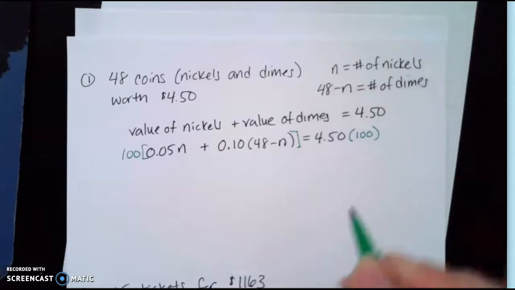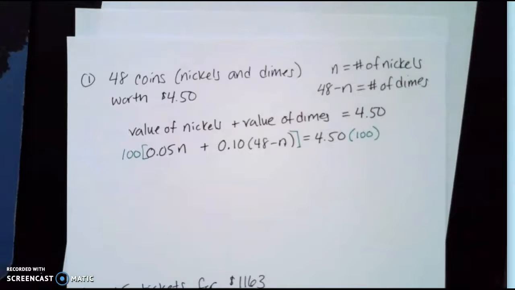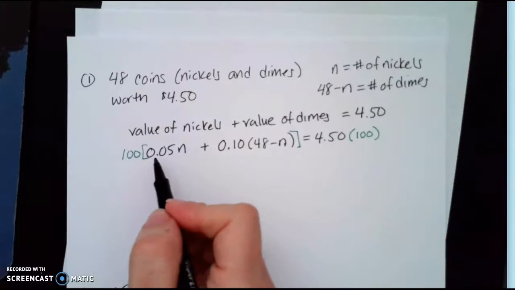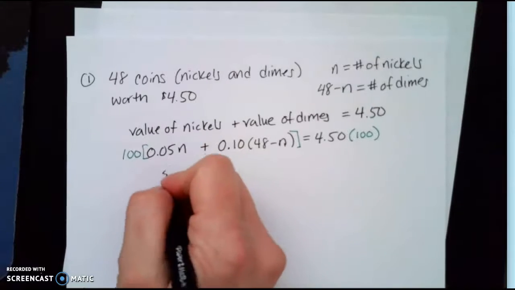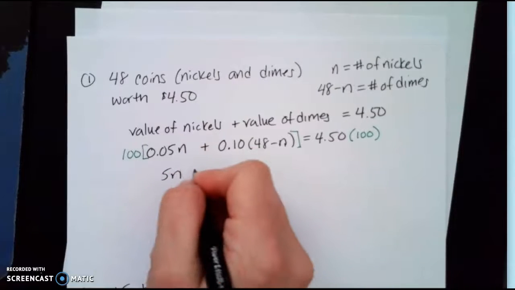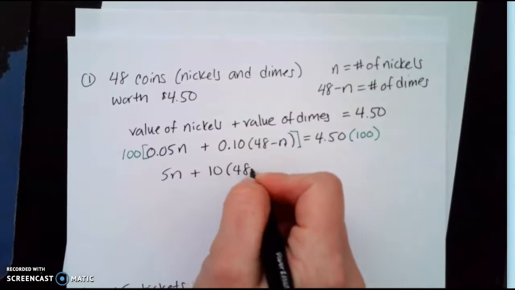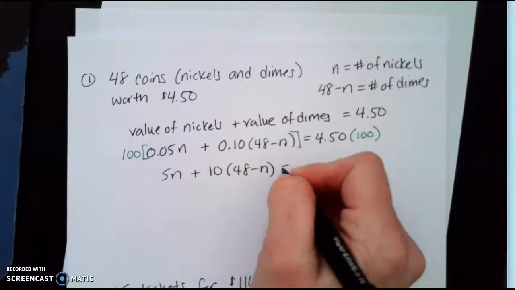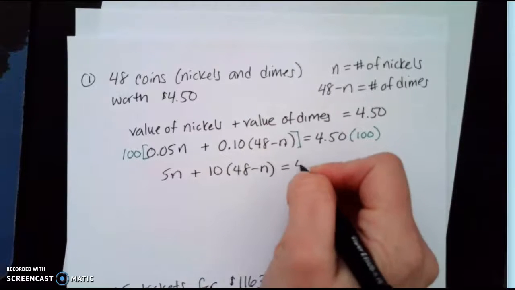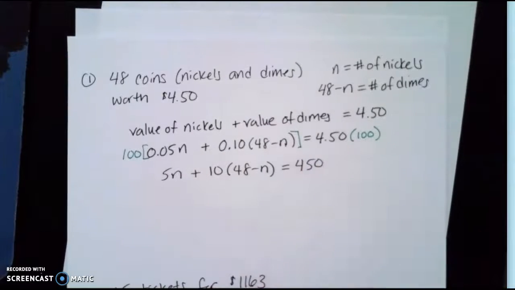It's perfectly fine to work with the decimals, but I think it visually helps to clean up your equation as well. When I multiply by 100, all that does is move my decimal point 2 places. So this becomes 5n plus 10 parentheses 48 minus n equals, instead of $4.50, I have 450. So essentially I've written everything in terms of cents instead of in terms of dollars.